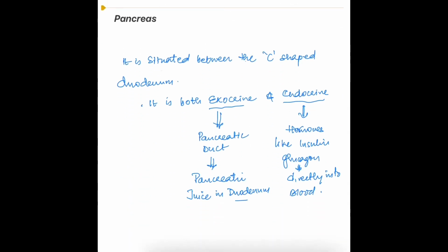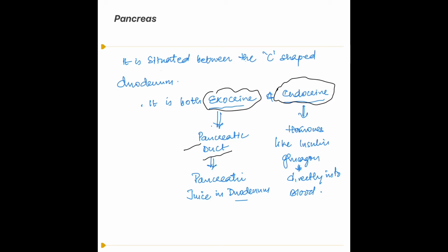It is situated between the C-shaped duodenum. Pancreas has both exocrine and endocrine functions. Exocrine gland is a gland which secretes its substances through a duct. Example, salivary glands are exocrine glands as they secrete saliva in the buccal cavity through ducts. And endocrine glands secrete their products directly into the bloodstream. Example, thyroid gland secretes thyroid hormone in the blood directly.